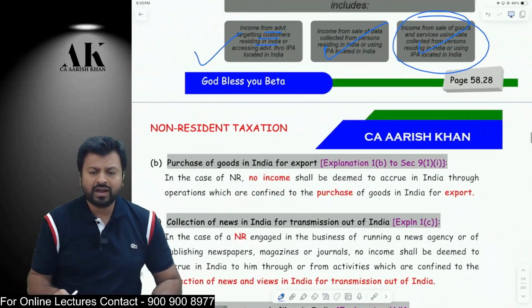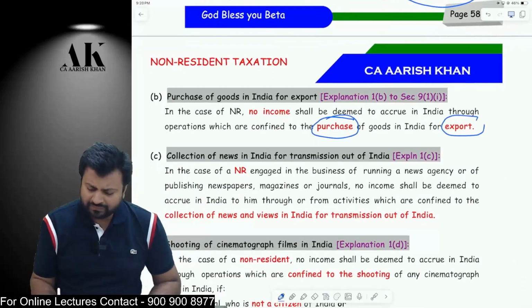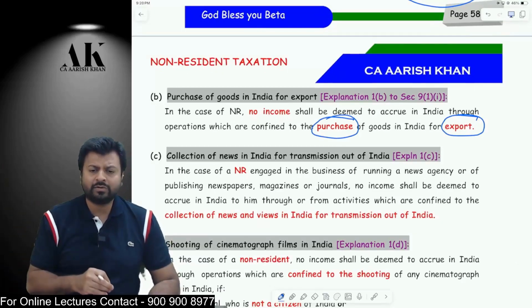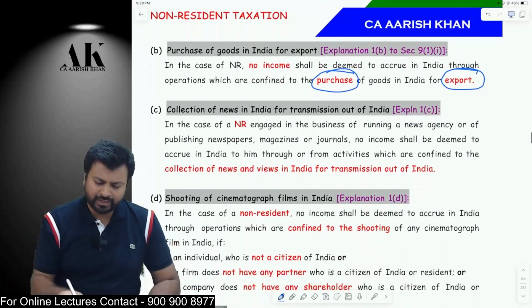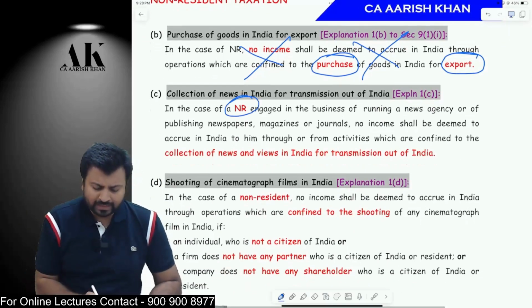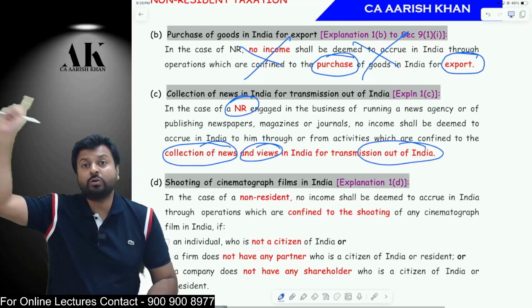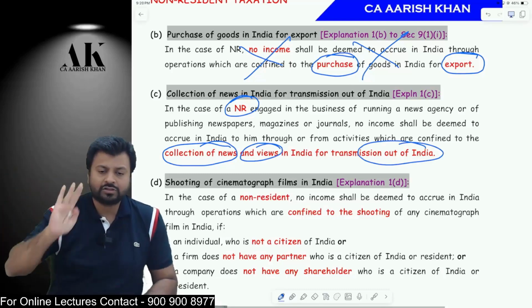Next one. If a non-resident is coming to India for purchase of goods, for what purpose? Only for the purpose of export. The non-resident is coming to India, purchasing some goods and then exporting them. Then that is not deemed to accrue or arise in India. Or if the non-resident is coming to India as a news agency for collection of news and views in India, for transmission out of India, not transmitting in India, then that is also not deemed to accrue or arise in India.